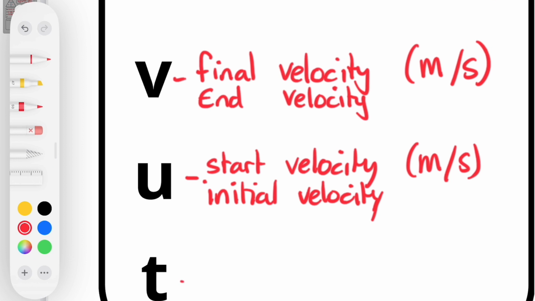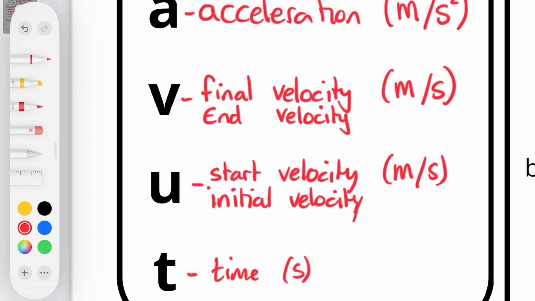Okay, and then finally we have t, which is time. In this case, measured in seconds. Now you could have this all in minutes. You could have this all in hours. It's just not as common. We normally have it all in seconds. Seconds is our kind of standard unit.